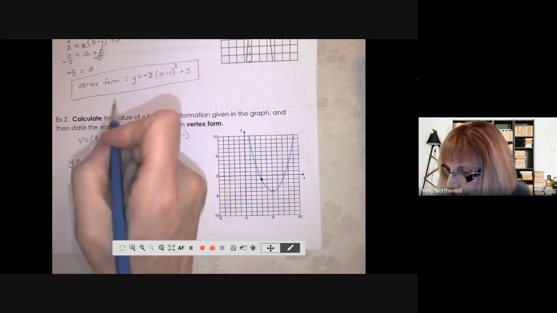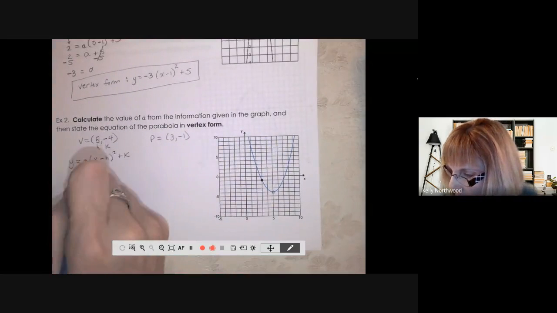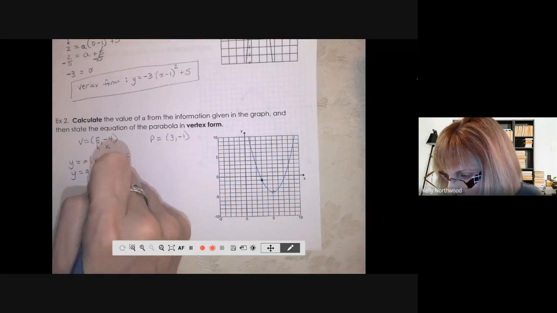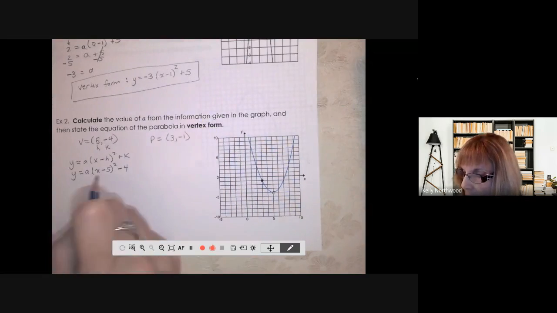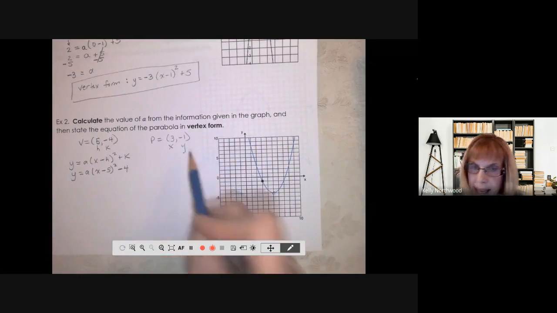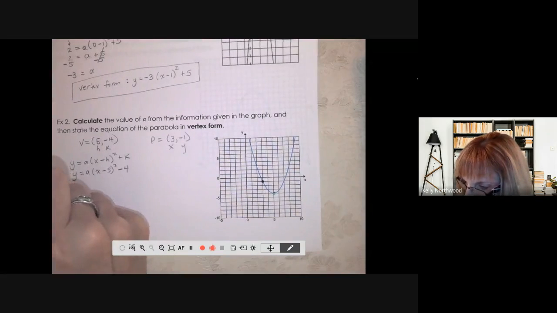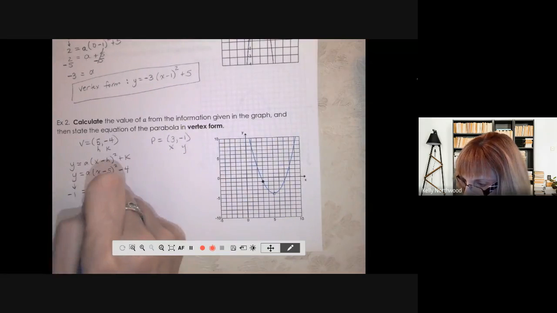Okay. y equals A times (x minus h) squared plus k. So we don't know A. We now know the correct H is 5. So that's what we can write down so far for a vertex form. But we also know this point is on the parabola. So we know that when x is 3, y is -1. So we can replace y with -1 and x with 3.